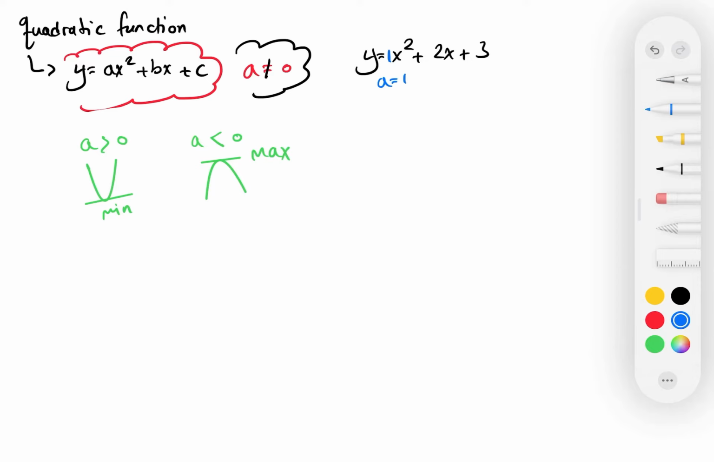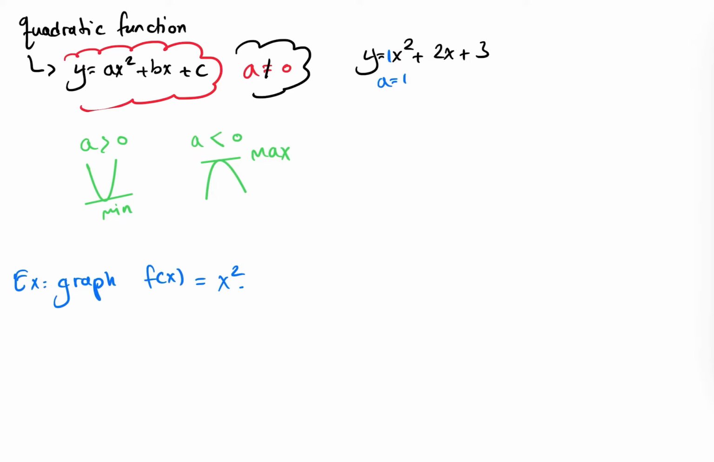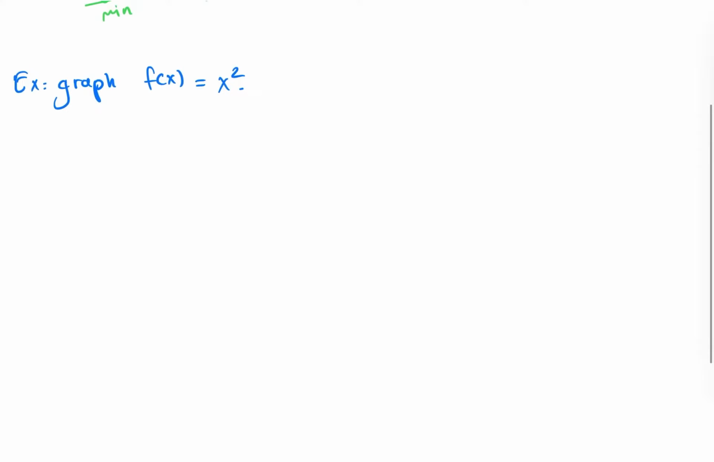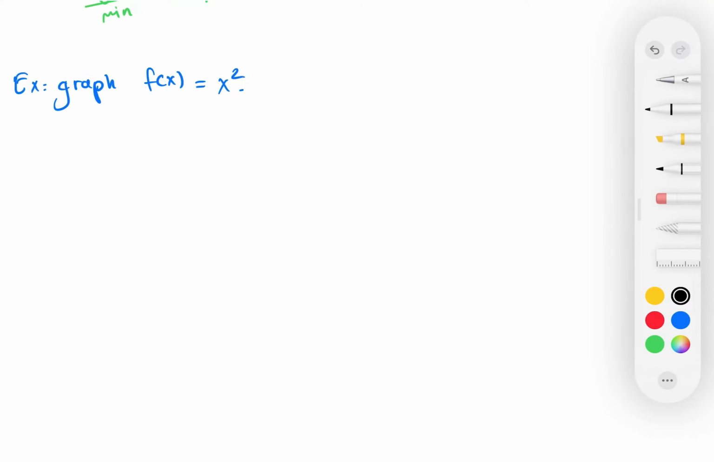Now let's take a look at a very simple example, the parent graph of a quadratic function. Example: graph f of x equals x squared. How do we go about graphing this? Before we learn anything about the fancy things, the vertex, the this, the that, I'm just going to teach you how to graph it using a table, like we learned in Algebra 1 in grade 8. So the first step is to make a table.